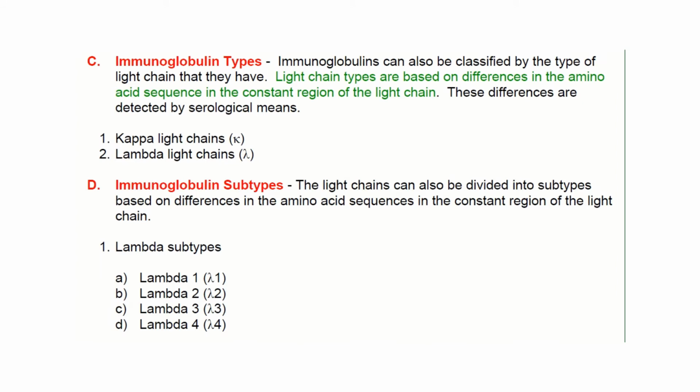Now, what are the types of the immunoglobulin? Immunoglobulins can be classified by the type of light chain that they have. Light chain types are based on the differences in the amino acid sequences in the constant region of the light chain. These differences are also detected by serological means. They may include a kappa light chain or lambda light chains.